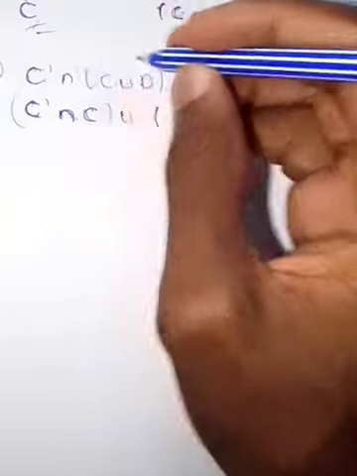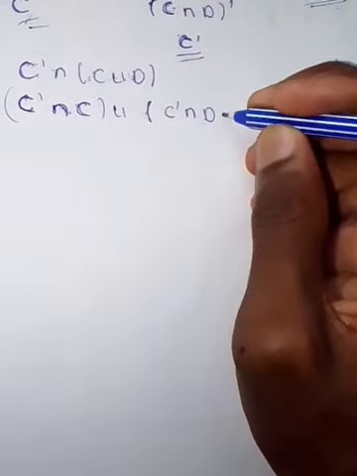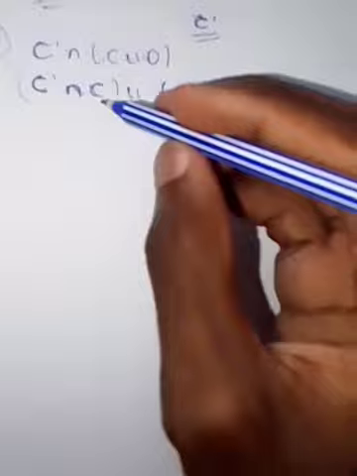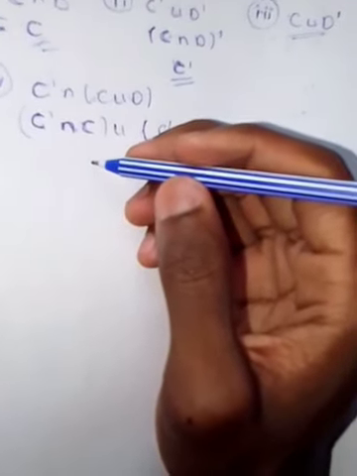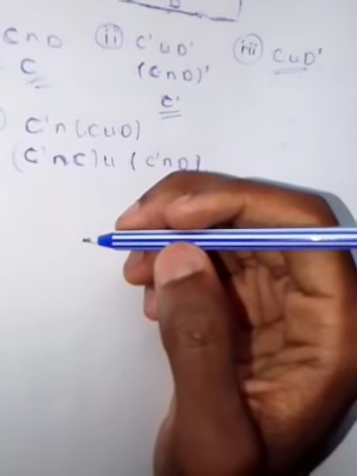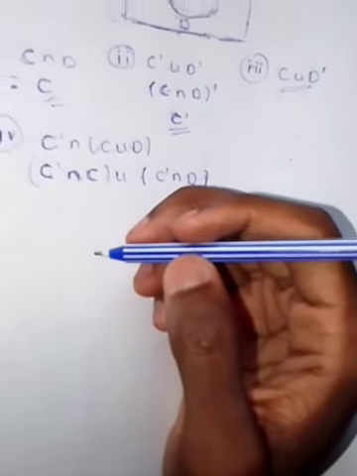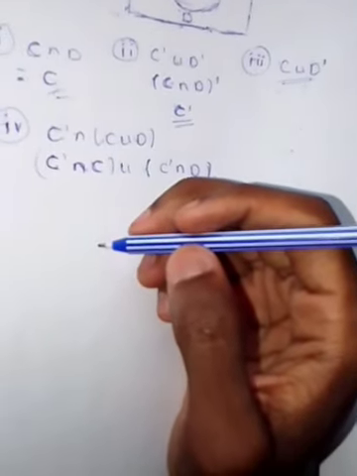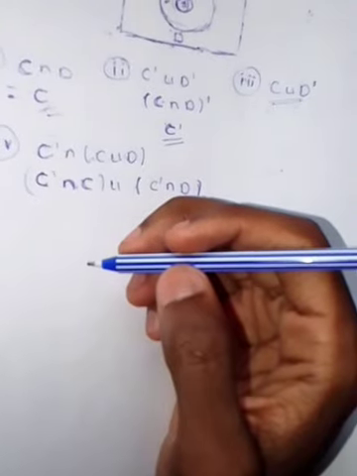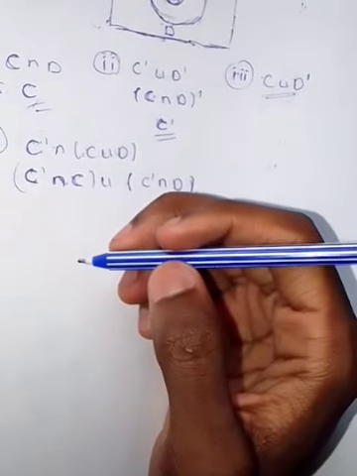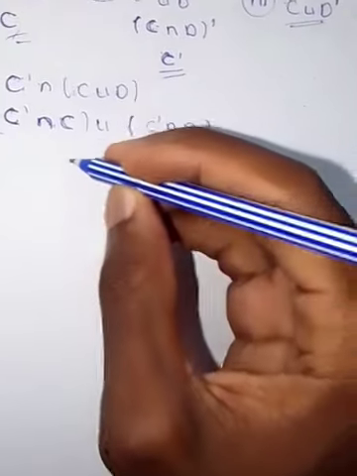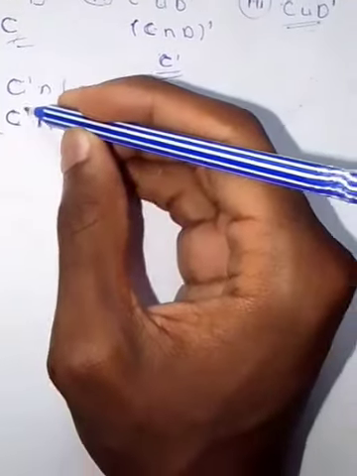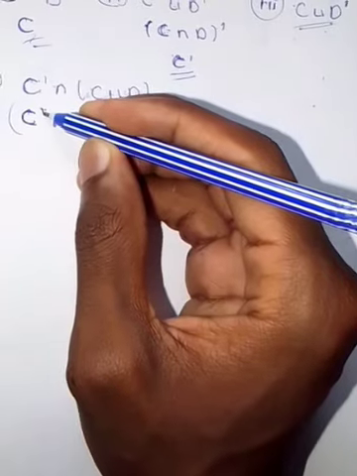C complement N, we take this and multiply with this, it's going to be D. So now if you remember those identities that we looked at in the introduction video, if you haven't watched the video, kindly go back and check it out, where I've talked about the identities. So let us move on.